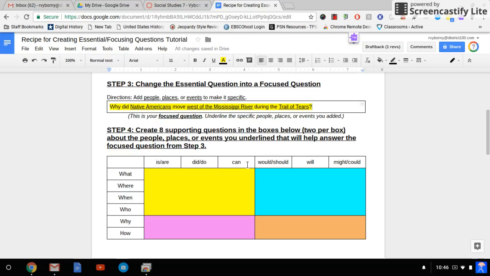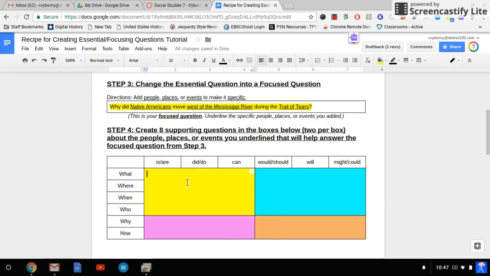And to get to know some of the information, we're going to create 8 supporting questions in these boxes down here, 2 per box. We're going to ask questions about those people, places, and events that we underlined. That's going to help us answer this focused question. Okay. We'll start off with this yellow quadrant. These are quadrants, so there are 4 boxes.